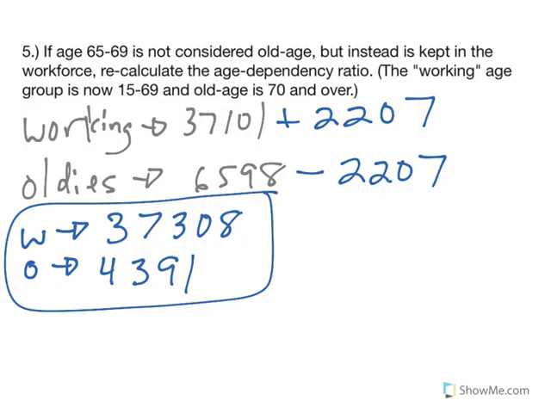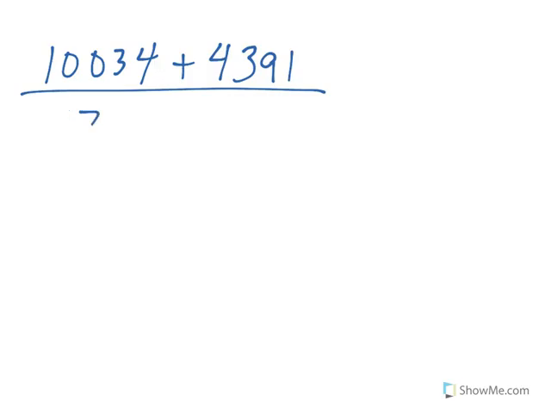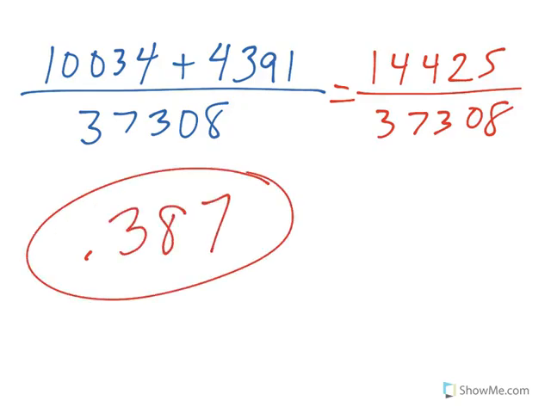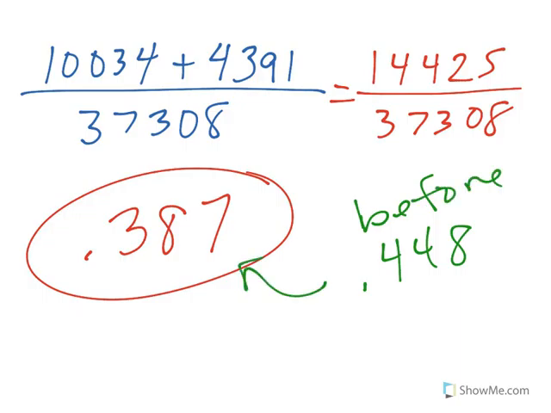So now when I want to find my age dependency ratio, age dependency, remember, is children, which has stayed the same, plus the oldies, which has decreased, and it's divided by our working class. So I've got 14,425 divided by 37,308, and when I divide, I get 0.387. So you can see it's actually a huge difference. The dependency ratio before was 0.448. So this is what it was before, and it dropped to 0.387 by people working an extra 5 years.